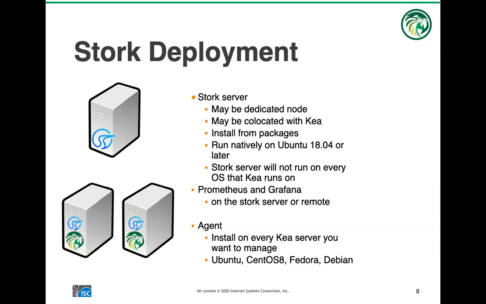Prometheus and Grafana, you may want to run these to monitor other services as well that you have. So they can be either on the Stork server or they can be on another machine. You just, in the Stork application, configure the address for your Grafana server. The agent, though, you need to install that on every Kea server you want to manage.